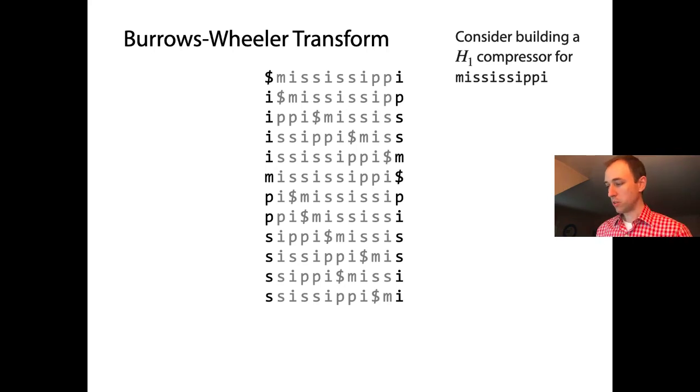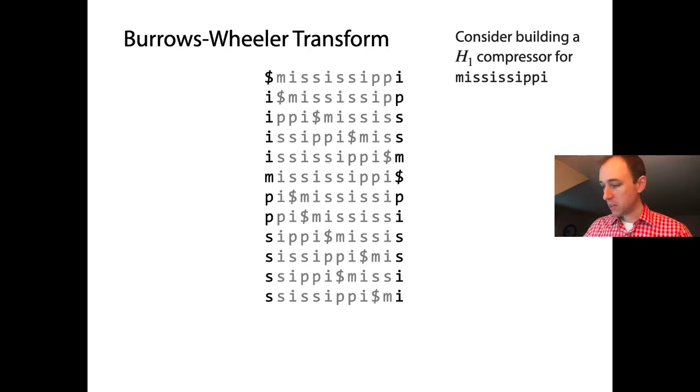This is the Burrows-Wheeler matrix, obviously, for Mississippi. And let's say our goal is to build a high-order empirical entropy encoder, an H1 encoder, for Mississippi. How does the Burrows-Wheeler matrix, or how does the Burrows-Wheeler transform, help us to do that?